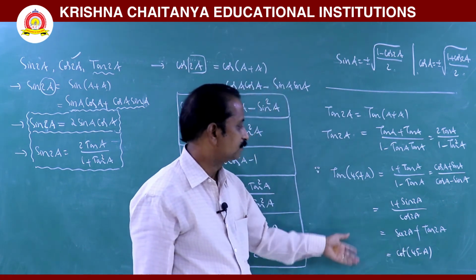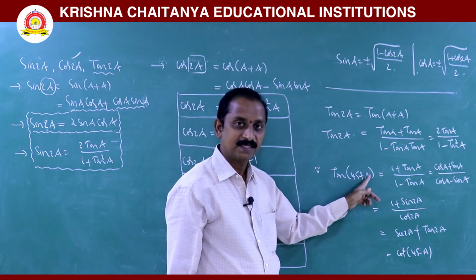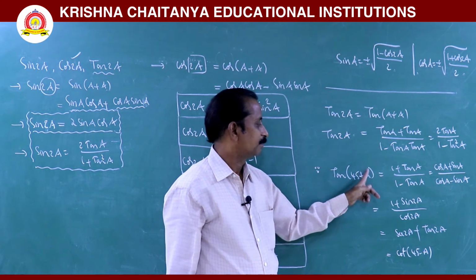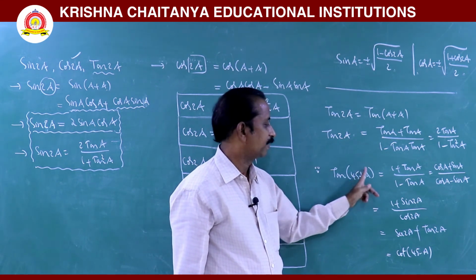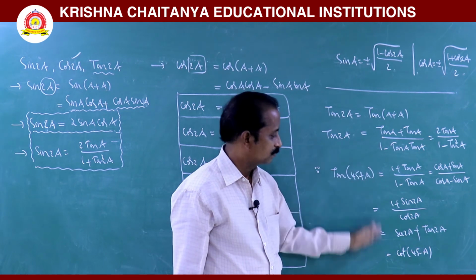You can use this basic tan of 45 minus A, tan of 45 plus A by 2, tan of 45 minus A by 2, similar models.